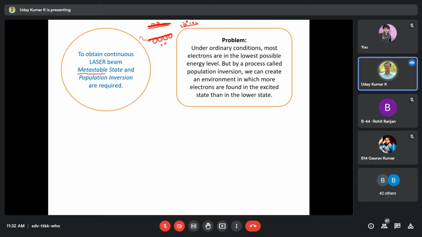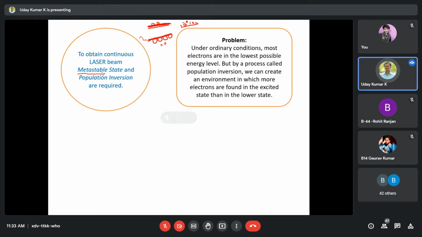Now, how do you get this metastable state? Any idea? What is this metastable state again? The name itself is telling: stable means very relaxed, isn't it? Metastable means it is neither stable nor unstable. It's somewhere in between. Meta state, you call it.